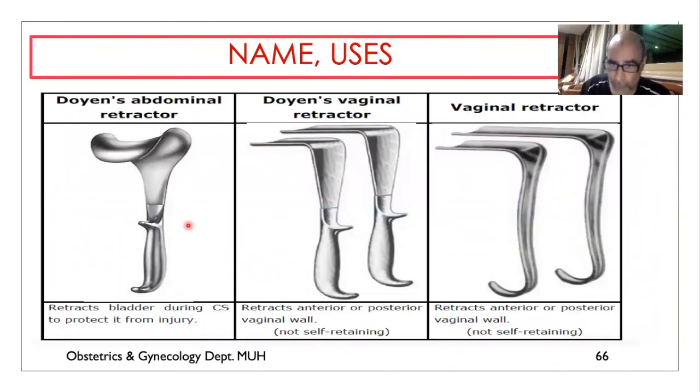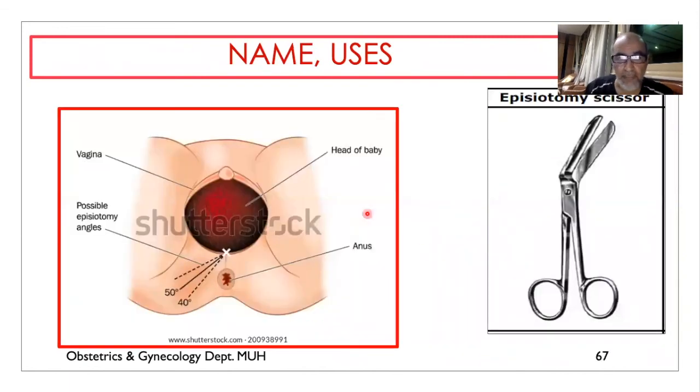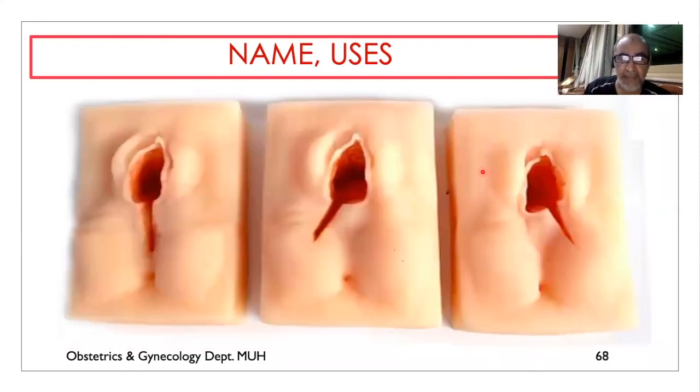These are the retractors. This is the Gyne retractor used for retraction of the urinary bladder during cesarean section. These are the vaginal retractors, used for vaginal operations and vaginal delivery. And this is an episiotomy scissor, which is a heavy scissor, one sharp and one blunt blade, and it has an angle. These are the midline episiotomy and mediolateral episiotomy types for a right-handed surgeon.